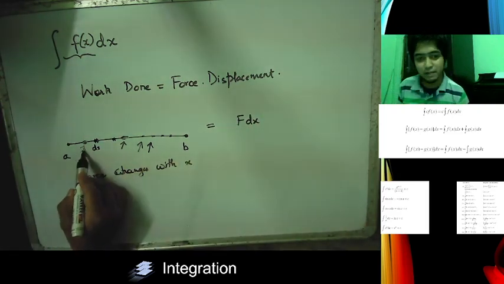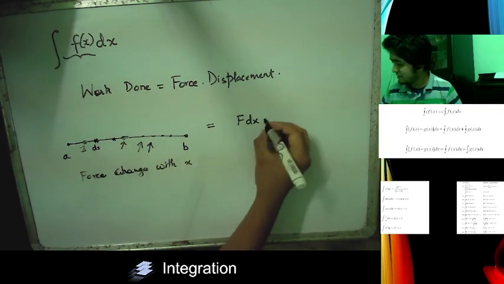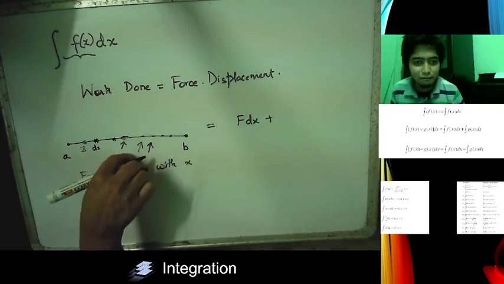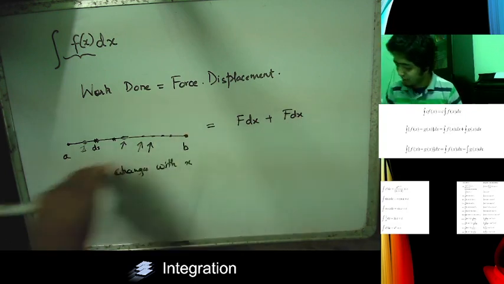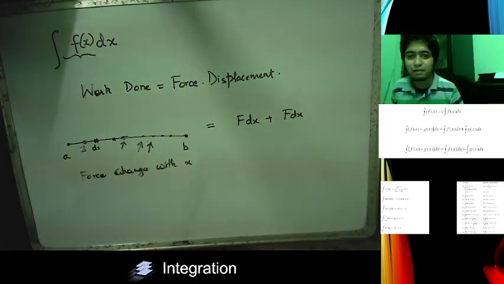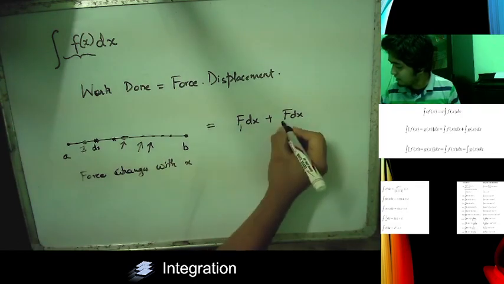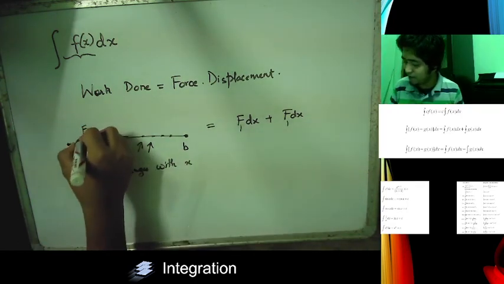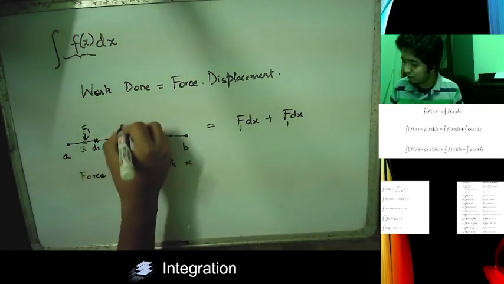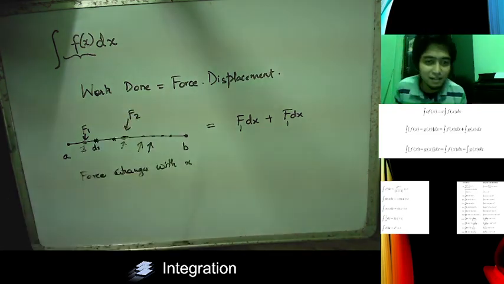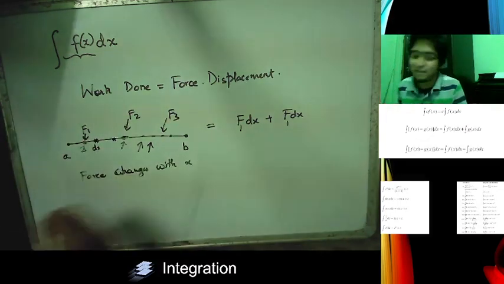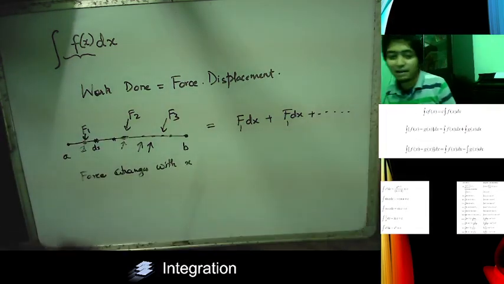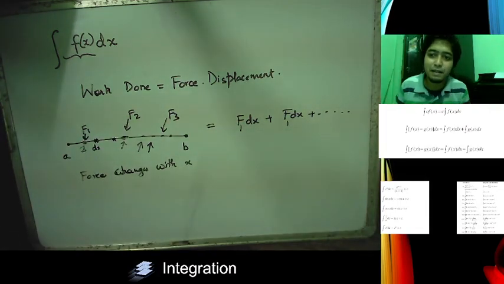The force over here, f dx, plus another force over here, which is again constant, f dx. We can do it throughout. But again, these forces are no longer the same. Maybe it will be f1 here, and for this point it may be f2, another force here may be f3. So many of these. We are adding them all up.